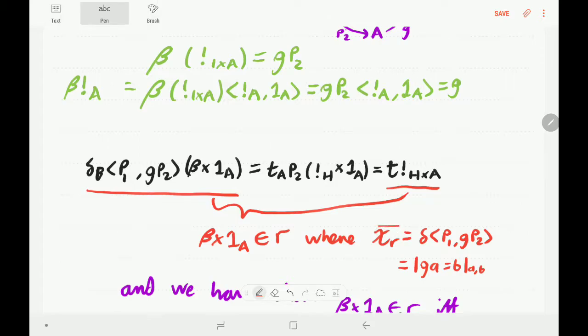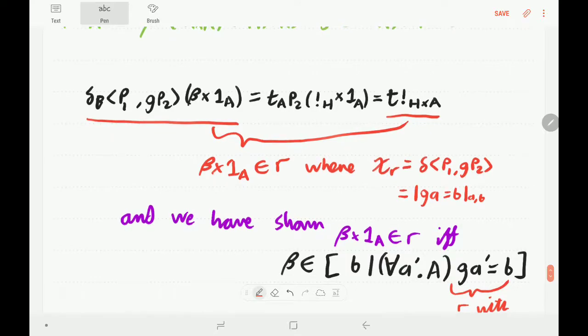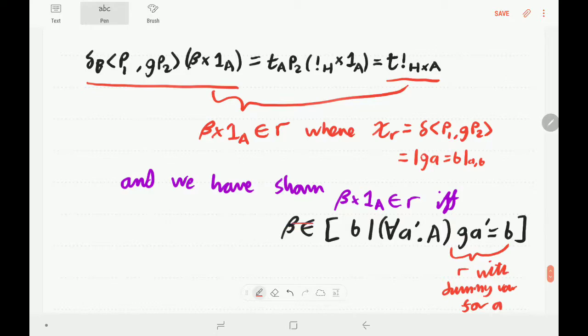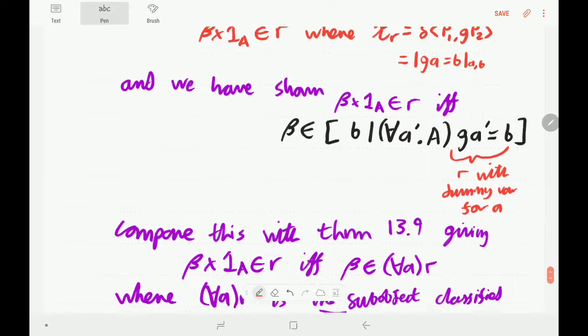So the point is that what this sort of conclusion of our result would be saying then is that beta times 1A is in R. Okay, that's equivalent to saying that chi of R after beta times 1A is true, which is what I've got up here, okay? And we've just shown that that happens if and only if beta is in this extension here of for all A, GA equals B. Now let's see that occur in a different way.